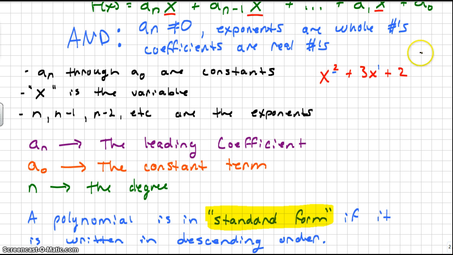And then this last exponent, you could even think of this as x to the 0 if you wanted to, because we know that x to the 0 is 1. So if you want to think you can see that, then that's fine, but usually we just leave that off. So standard form means descending order.